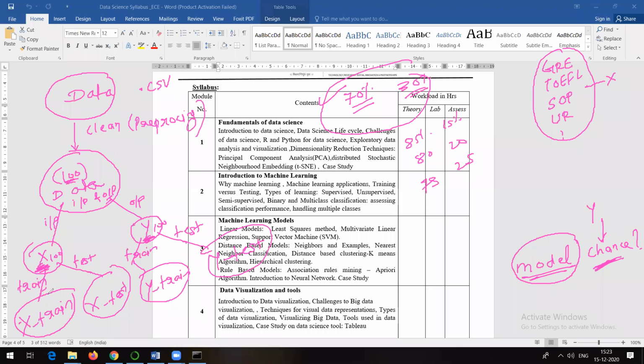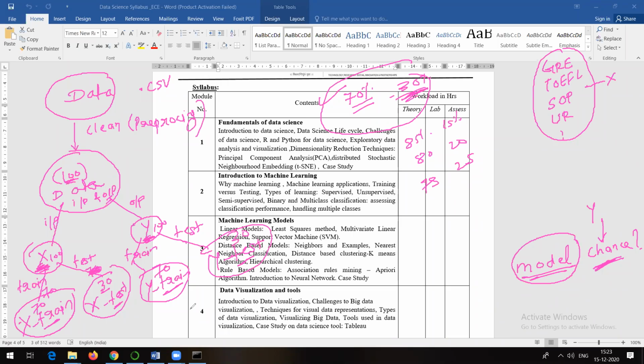Now, how many records will be there? 70. How many records will be in X test? Out of 100, 70%, right? Sorry, it is test data, so for test we take 30%. So X test will be 30. This will be 70, as it is training. As it is testing, that's 30.